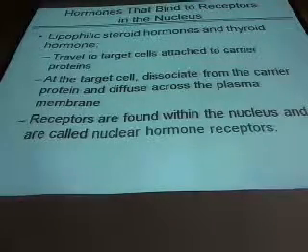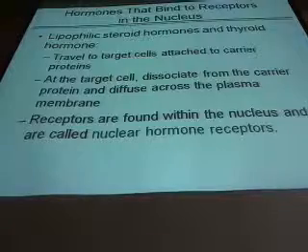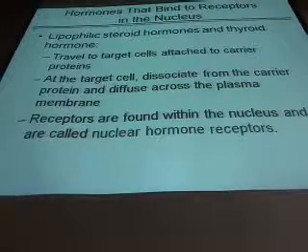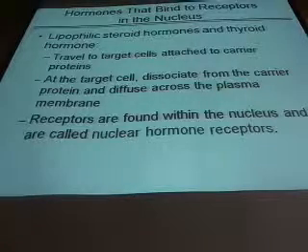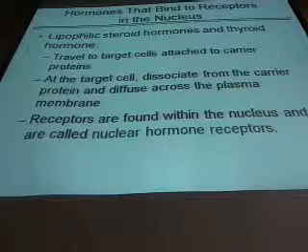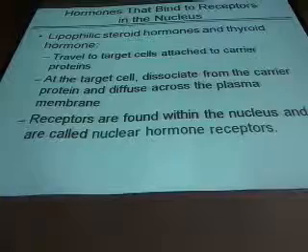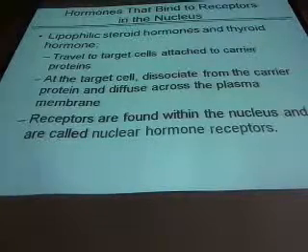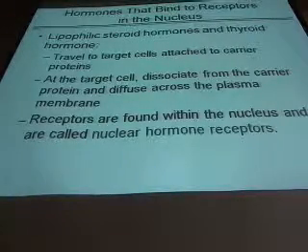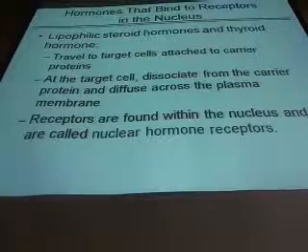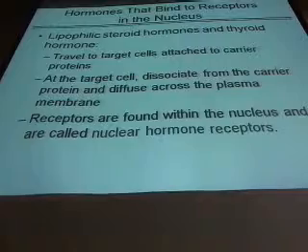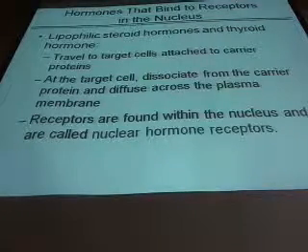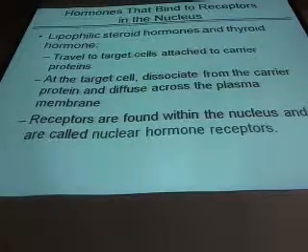Okay, lipophilic. Non-polar hormones. Lipophilic. And thyroid hormone. They're not dissolved in the water. They're lipophilic or hydrophobic. So they're attached to a protein, thyroglobulin for the thyroid, and it carries it and releases it at the cells that are going to use it. And it disassociates from the carrier and then it diffuses across the plasma membrane.